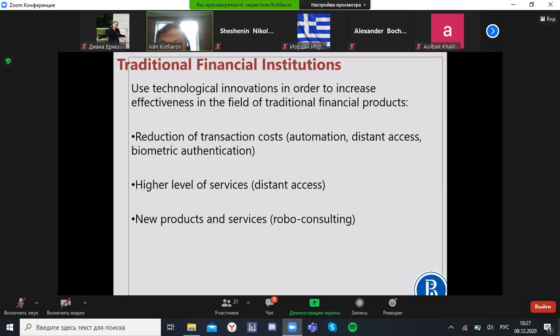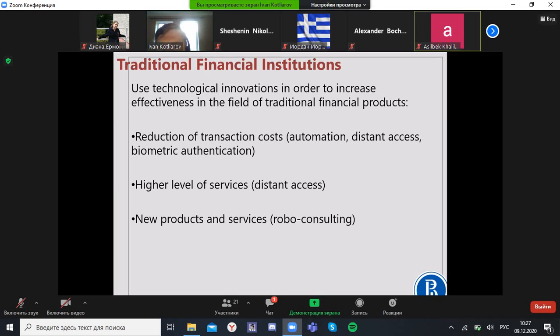Obviously, they are interested in increasing their efficiency in the field of traditional financial products. It is, first of all, the reduction of transaction costs. Ladies and gentlemen, do you understand what transaction costs are?